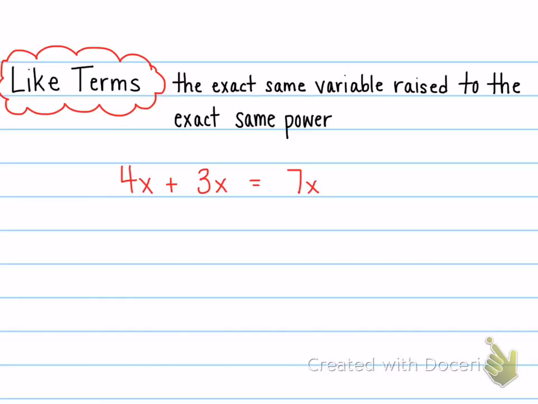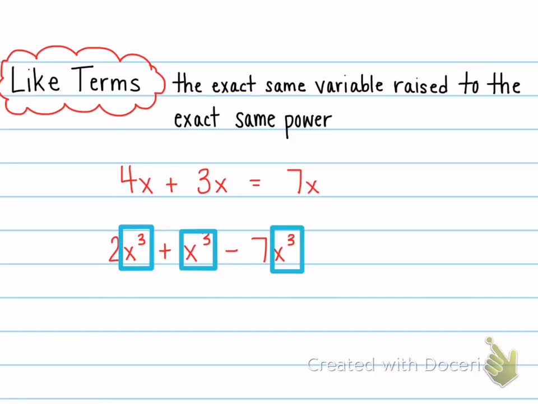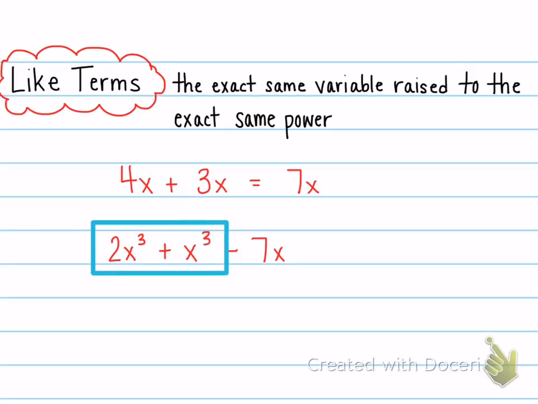So let's say, for example, I have 2x to the third plus x to the third minus 7x to the third. Okay, so these are all like terms because it's x to the third, and x to the third. Exact same variable, exact same power. If this last one was just x, these first two would be like terms, and this one would not, because it has to have the exact same power as well. Okay, so I'm going to leave it like this. I think this is a good idea.